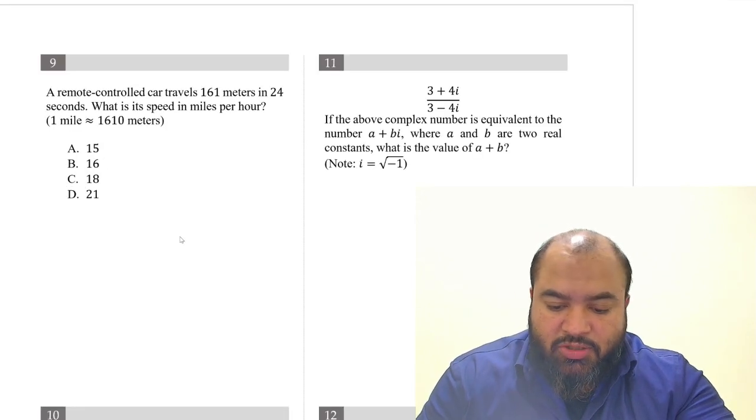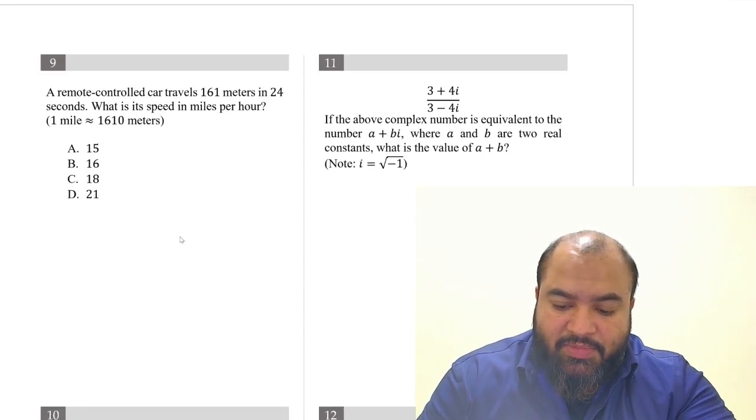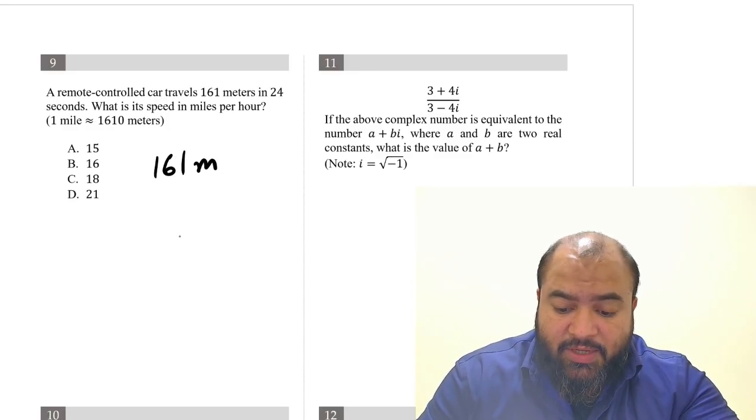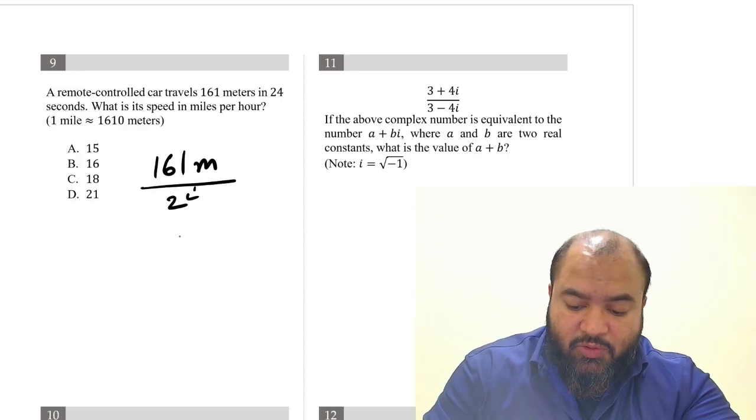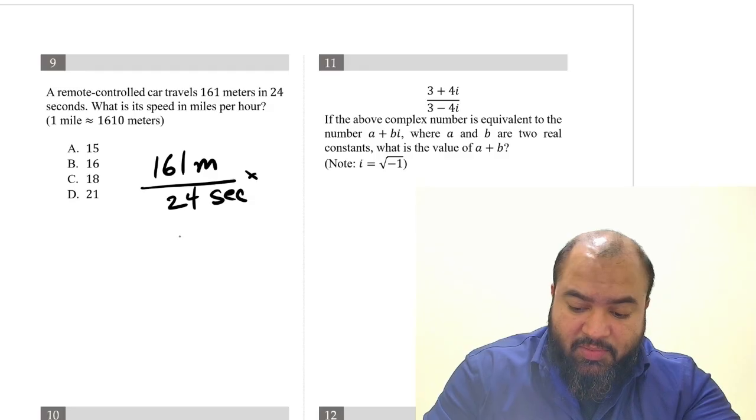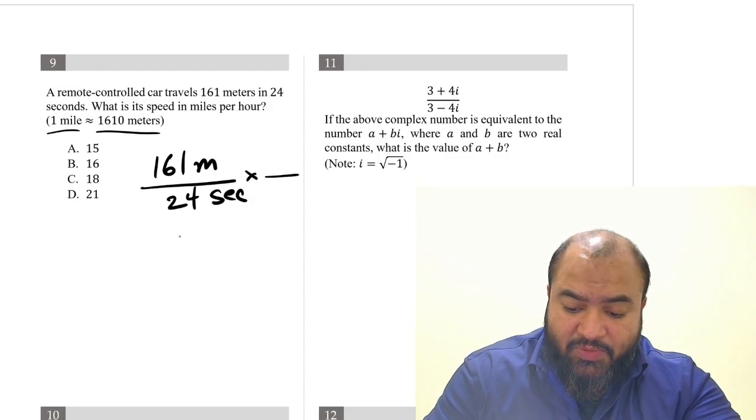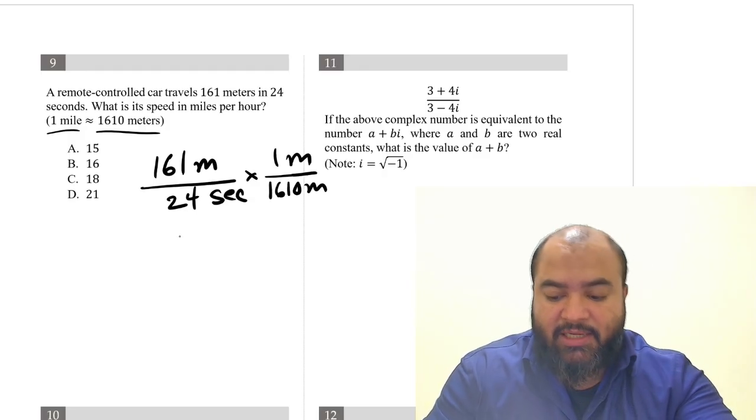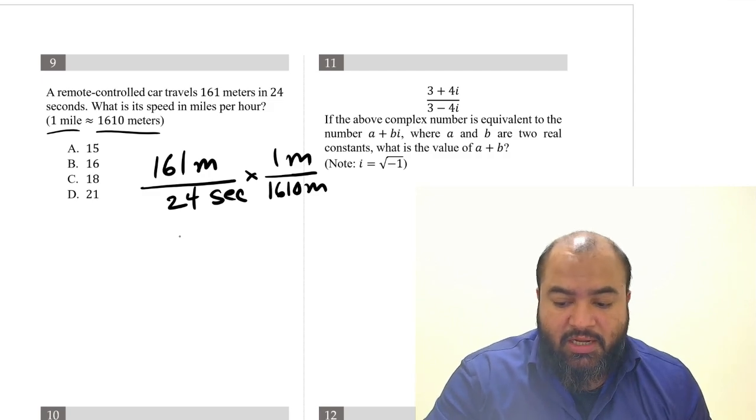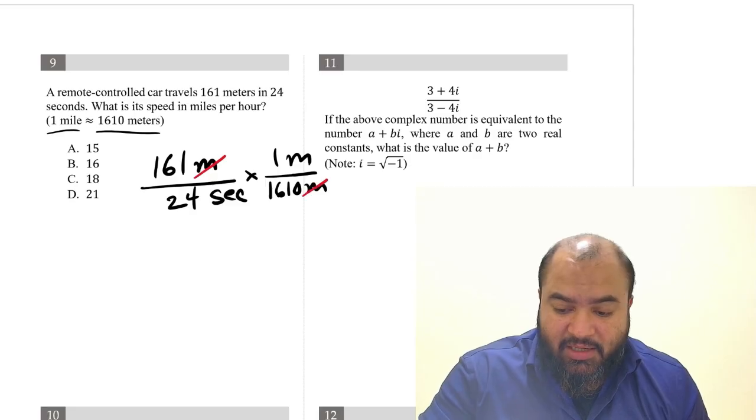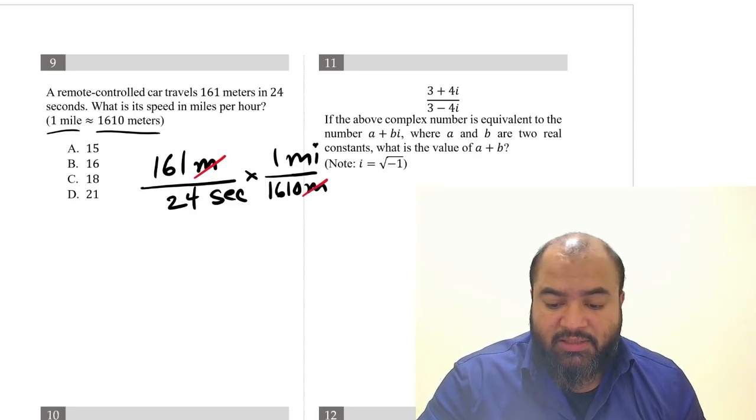Number 9, a remote controlled car travels 161 meters in 24 seconds. What is the speed in miles per hour? So that's meters per 24 seconds. We want the miles per hour. So I'm going to multiply by 1 mile is 1610 meters. I'm going to write it so meter and meter cancel out. So 1 mile over 1610 meters. Technically I'm just multiplying by 1, because 1 mile is the same thing as 1610 meters. The reason I did it is so it cancels out the meter and the mile will stay.